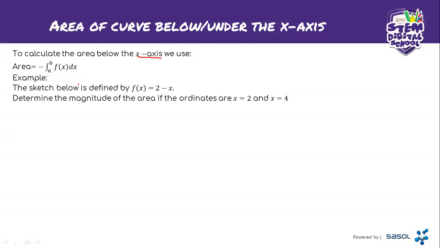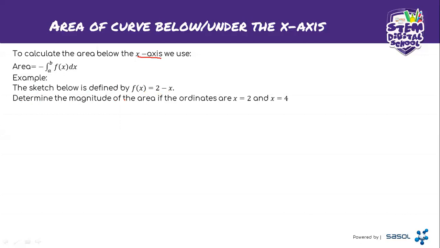So every time we're given a diagram or a graph, and the shaded part is below the x-axis, you're just going to include a negative before you write the integral sign, okay? Then let's get this example and see how we do that. The sketch below is defined by f of x equals 2 negative x.